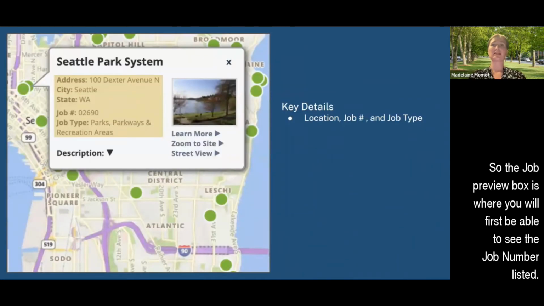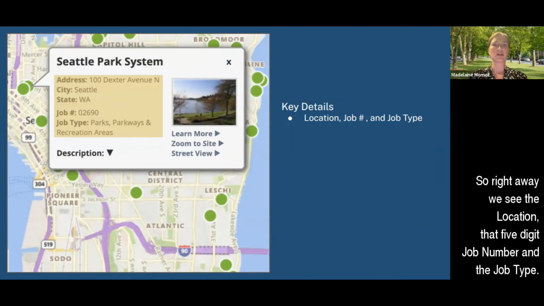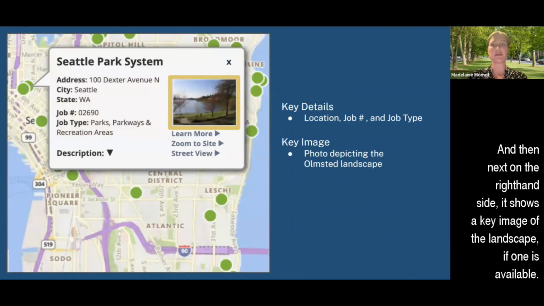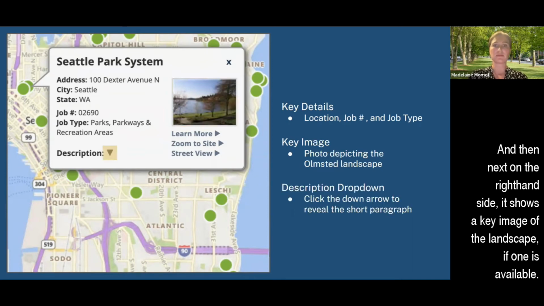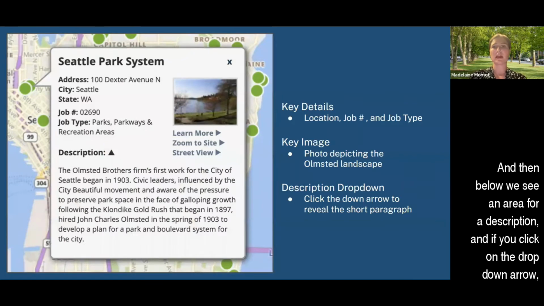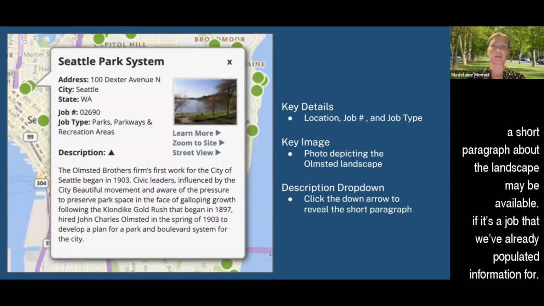So the job preview box is where you will first be able to see the job number listed. So right away, we see the location, that 5-digit job number, and the job type. And then next on the right-hand side, it shows a key image of the landscape when available. And then below we see an area for a description. And if you click on the drop-down arrow, a short paragraph about the landscape may be available if it's a job that we've already populated information for.